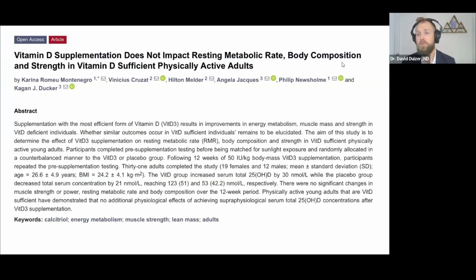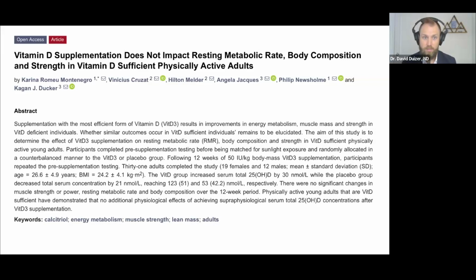Here's a quick one just for fun to cap off the nutrient side of things. Vitamin D supplementation does not impact resting metabolic rate, body composition, and strength in vitamin D sufficient physically active adults. But guess what? If you look a little deeper, in vitamin D insufficient physically active adults, vitamin D supplementation makes a big difference for resting energy expenditure.